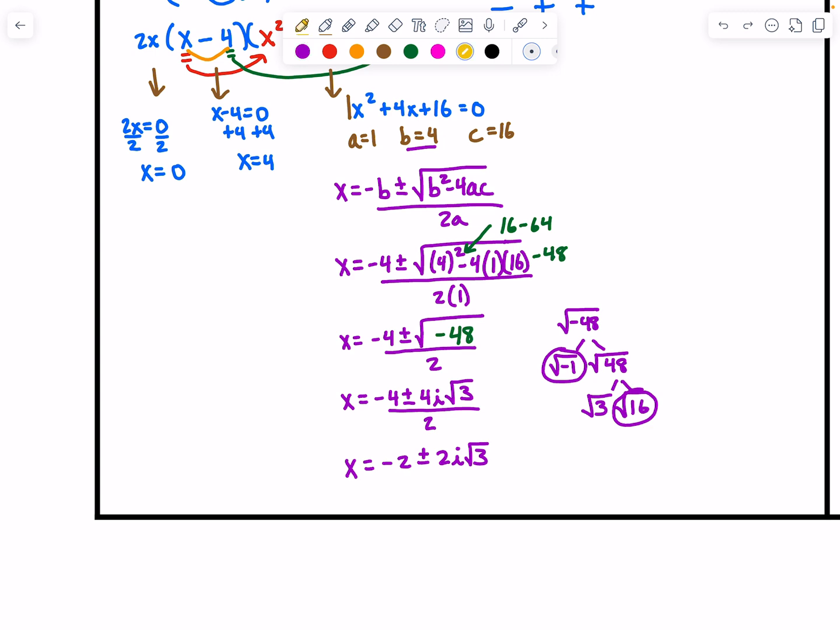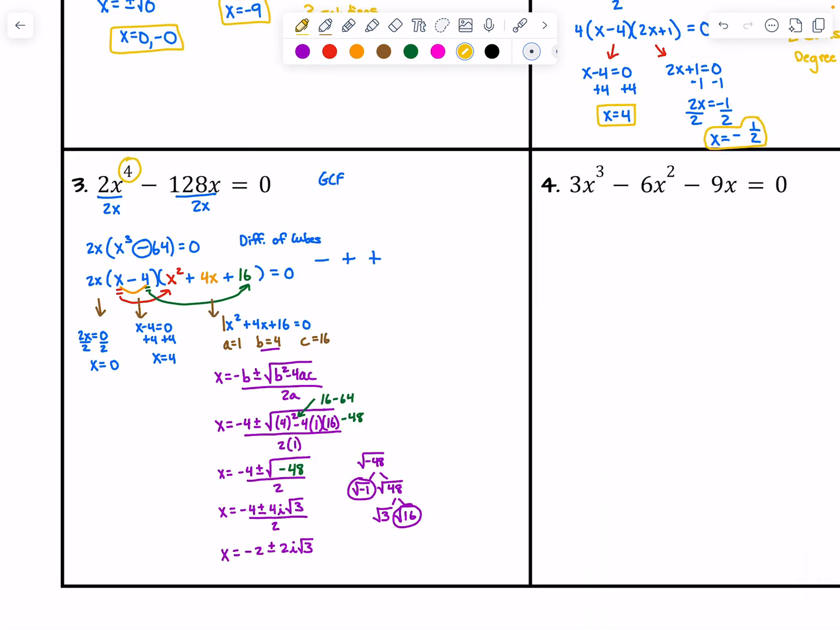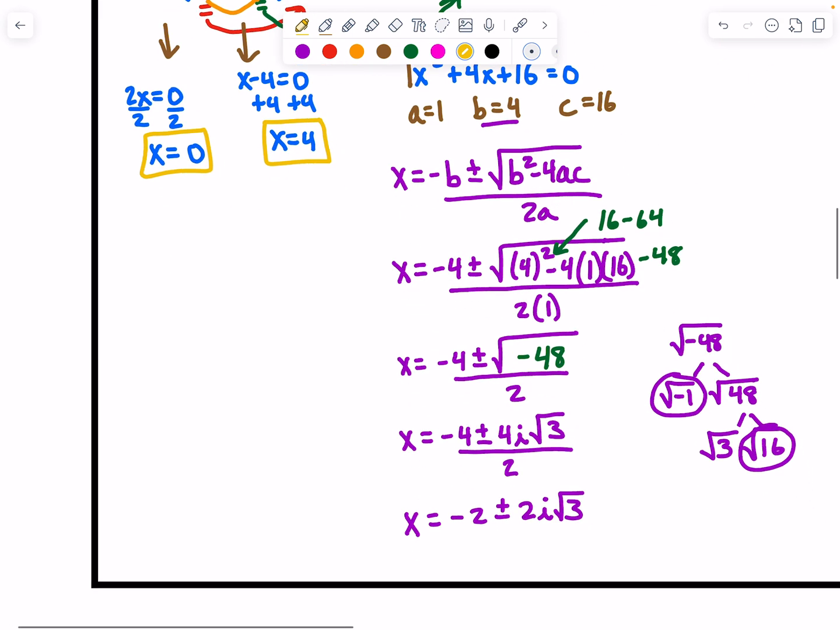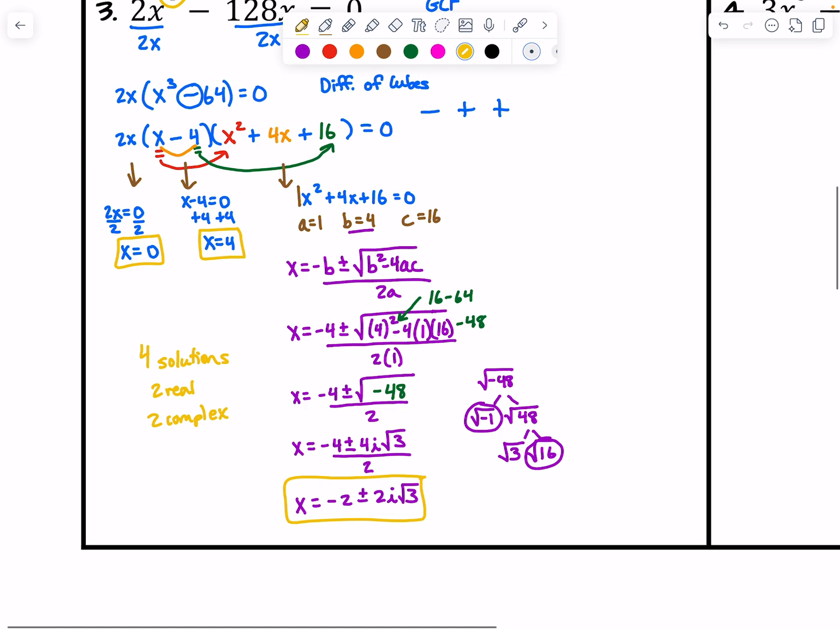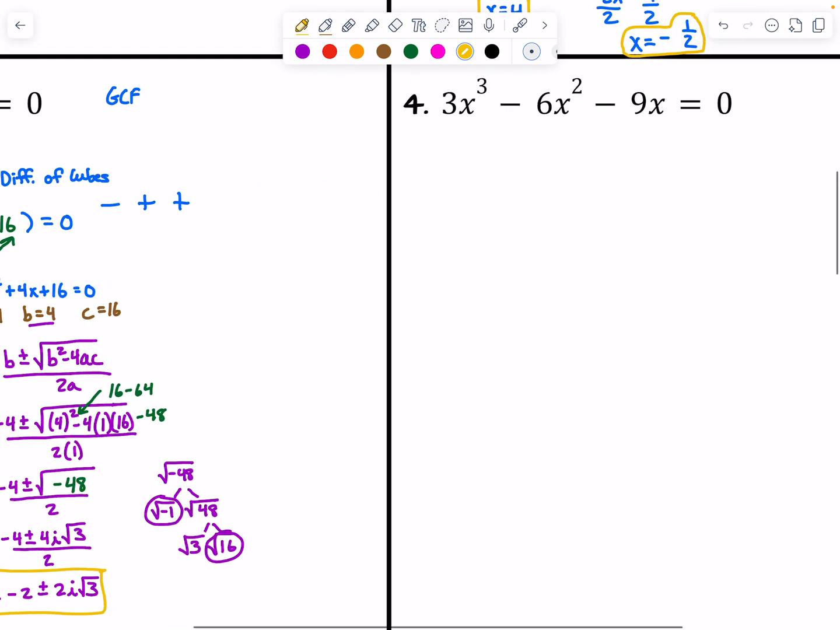So let's check and make sure I have the right number of solutions. So I started this problem with a degree of 4. I found x equals 0 was one solution. X equals 4 was my second solution. And then these are actually two different solutions. One is positive and one is negative. So I do have my 4 solutions. 2 are real and 2 are complex solutions, but I do have 4 total. So that's good for number 3. I know that one took a little bit of work to get all the way there, but we made it. Let's take a look at number 4.